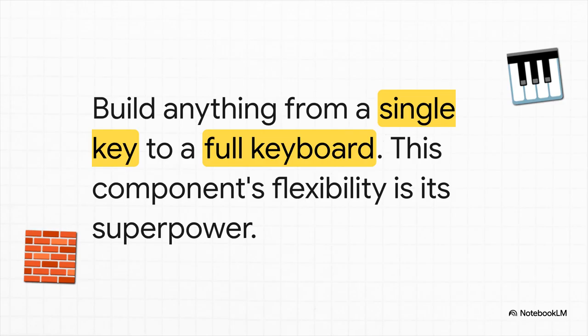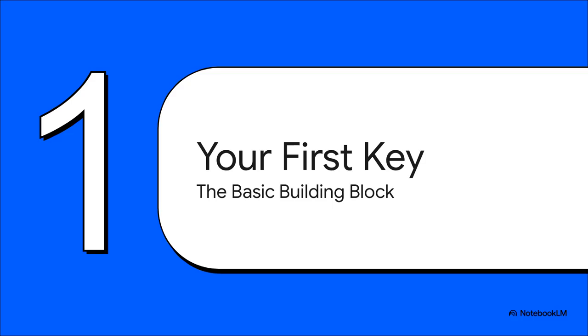And its real superpower is just how flexible it is. I mean, you can start with something as tiny as a single letter and then scale that all the way up to a complete, fully functional keyboard layout. It's this idea of building big things from small, simple pieces that we're going to unpack today. So, how do we actually do that? How do you get from nothing to a full keyboard?